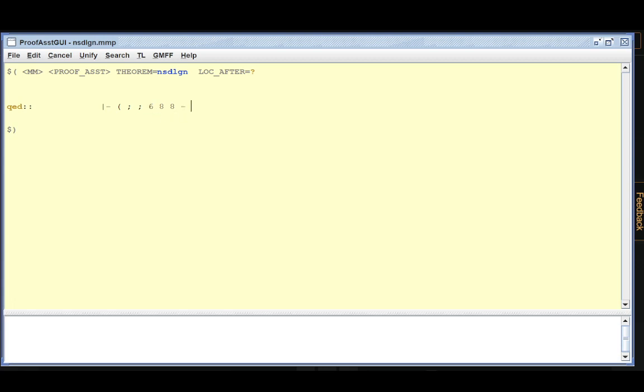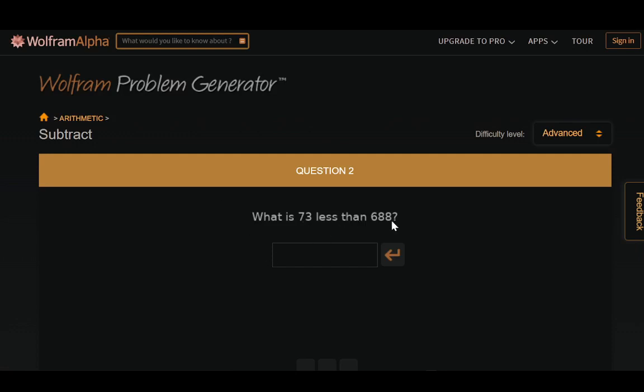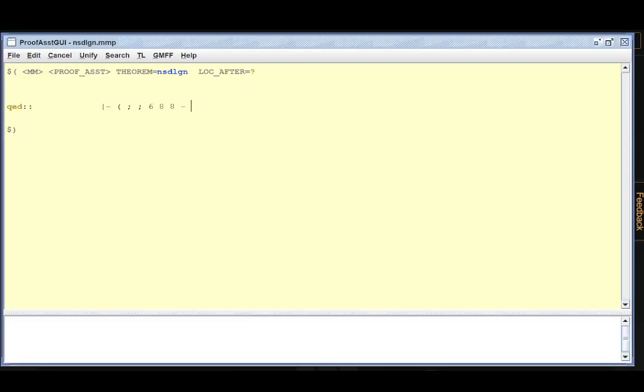Minus, let's check this right. What is 73 less than 688? So minus 73 equals, I reckon that is 615. Right, because with 615, you add the 3 on at the end, you get 8, and you add the 7 on, you get 8. I think that's right. Okay, but we're going to check it, and that's what's going to help. Once we've checked it, we'll be highly confident that's right.